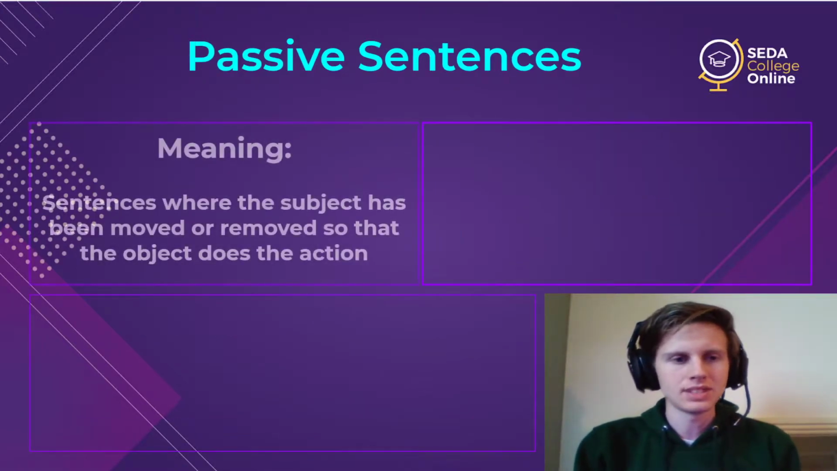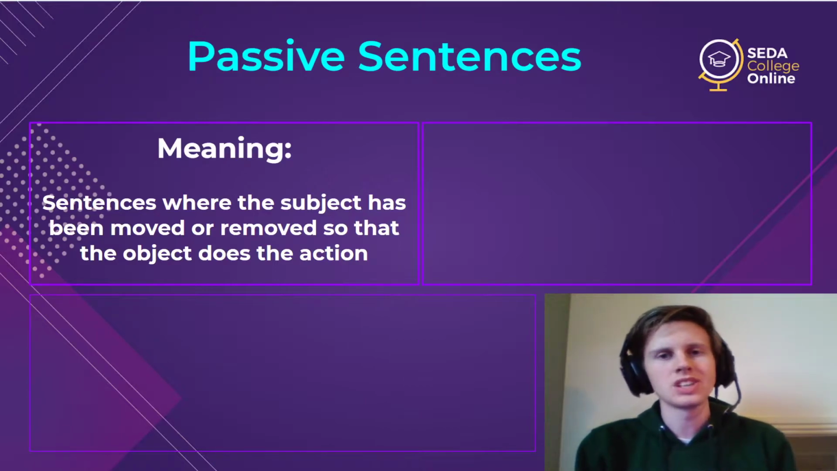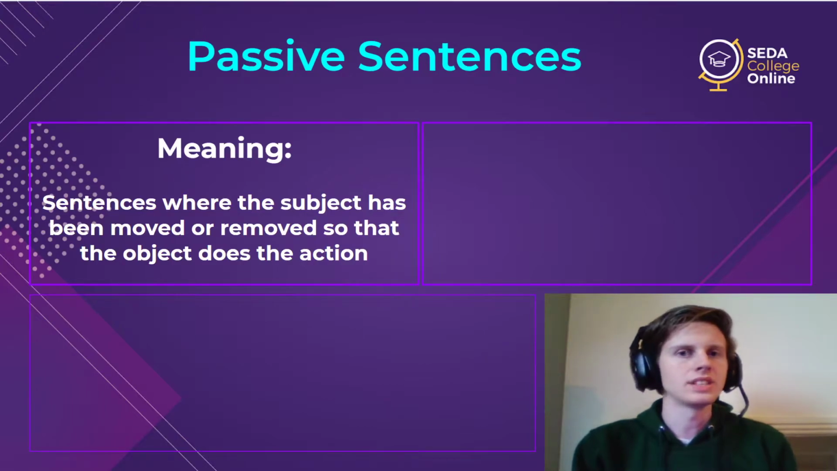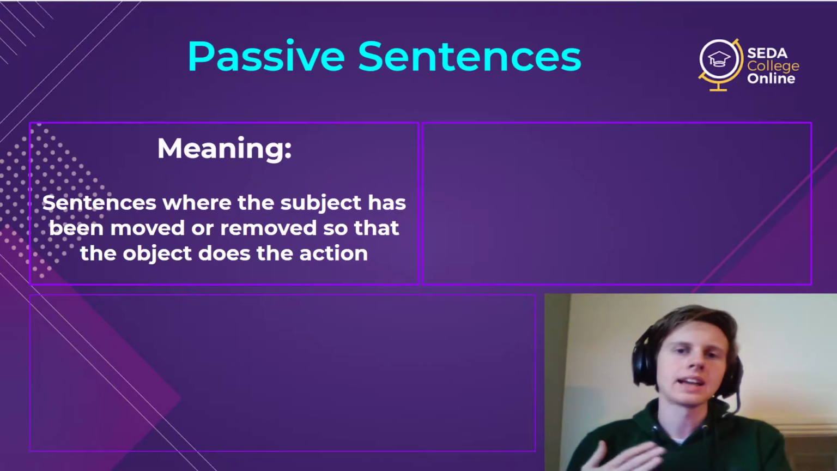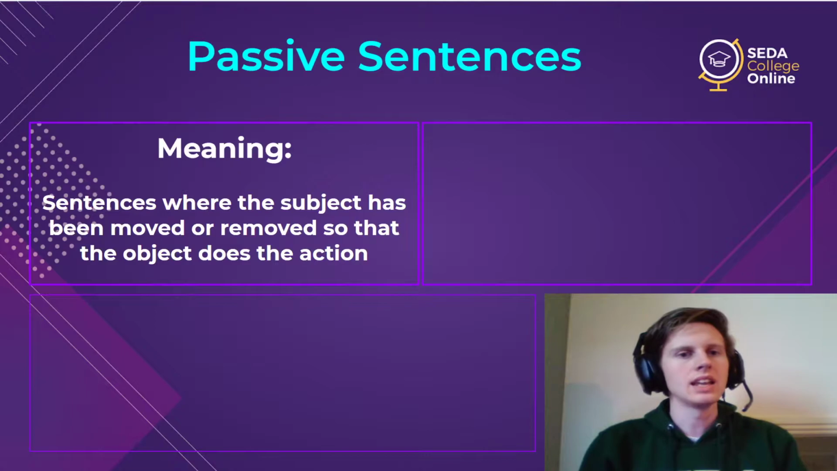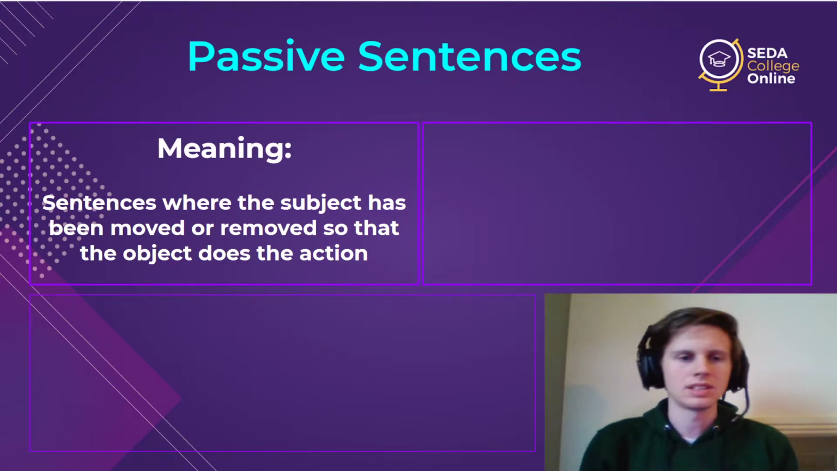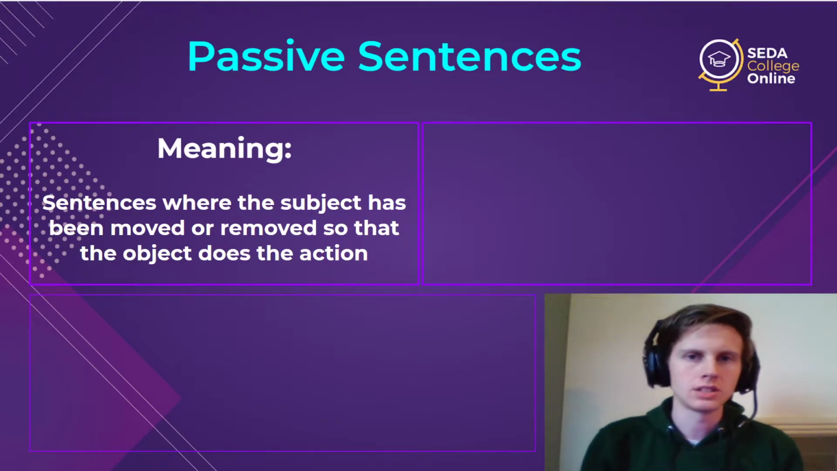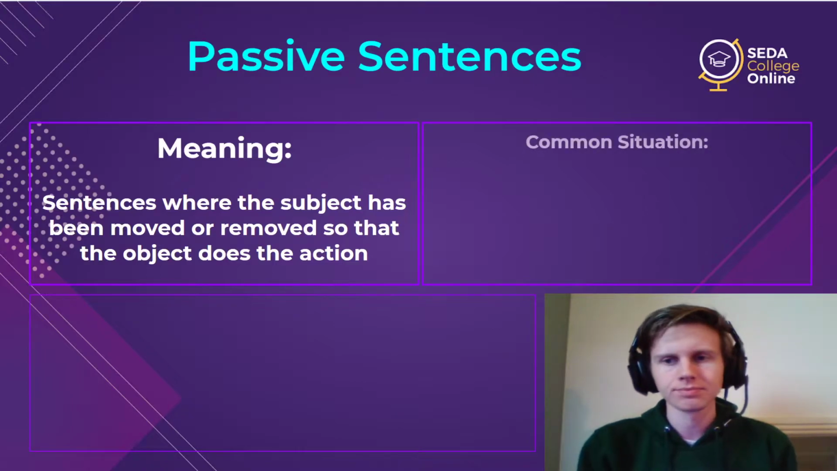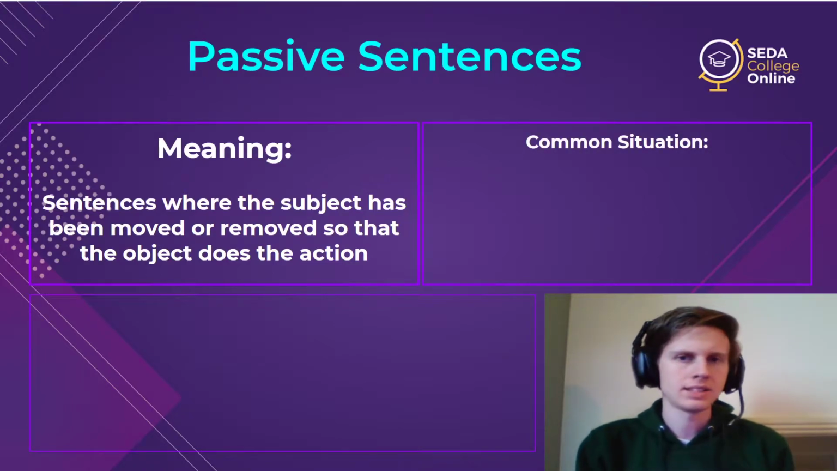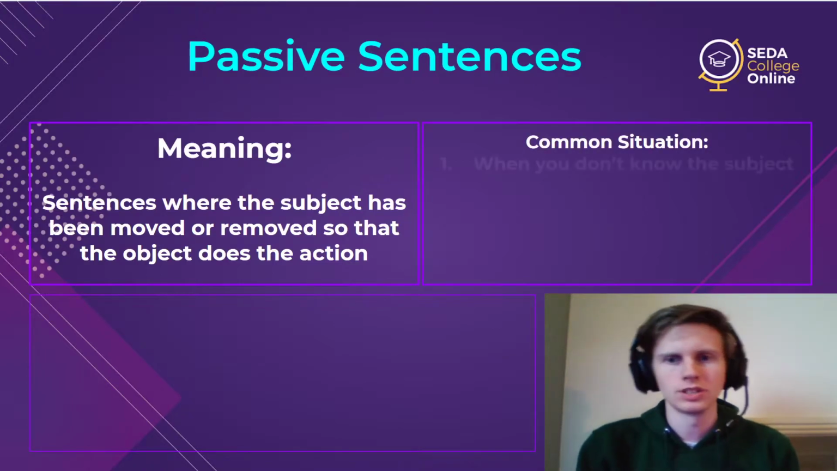So, passive sentences. If you'll remember from before, a passive sentence is just another style of sentence. So we have something called active and passive. In an active sentence, the subject does the action. And a passive sentence is the opposite. The subject has been moved or removed so that now the object does the action, or the object looks like it does the action.